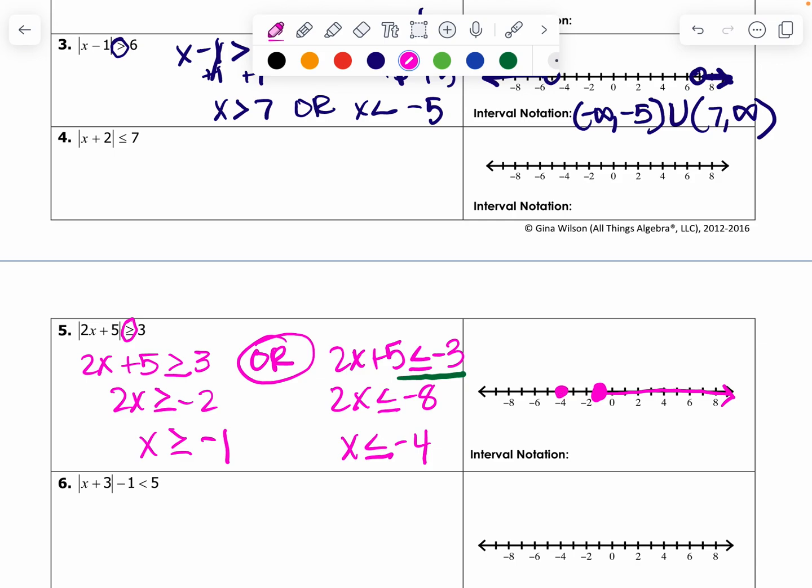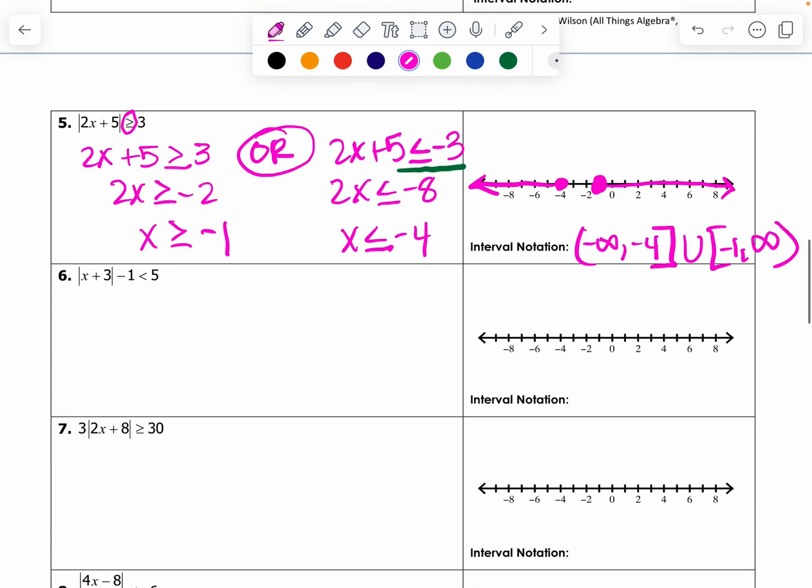And then it's less than or equal to here, so we're going to shade to the left. And when we write that in interval notation, negative infinity to negative 4, no bracket on this one. We do parenthesis, bracket, and negative 1 to infinity. Okay, we'll do 6 together.